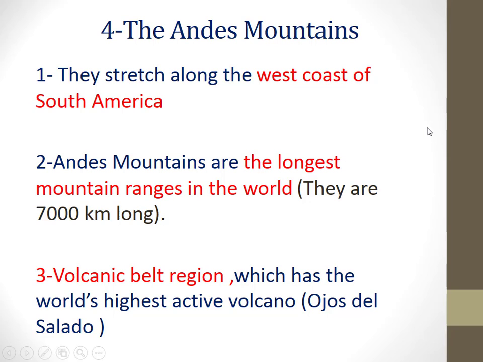First we'll talk about the Andes Mountains. The Andes, as you see in the map, they stretch along the west coast of South America. The Andes Mountains are the longest mountain ranges in the whole world. They are 7,000 kilometers long. So again, these mountains are so important. They are the longest mountain ranges in the whole world, 7,000 kilometers long. This area has a lot of volcanoes, so it's called a volcanic belt region, which has the world's highest active volcano. What's the name of that active volcano? Ojos del Salado in this area.